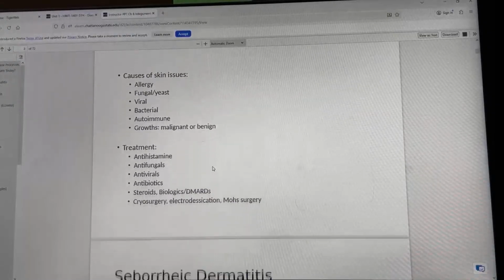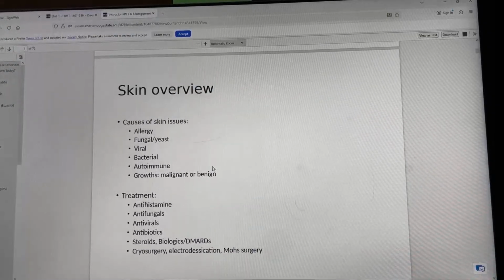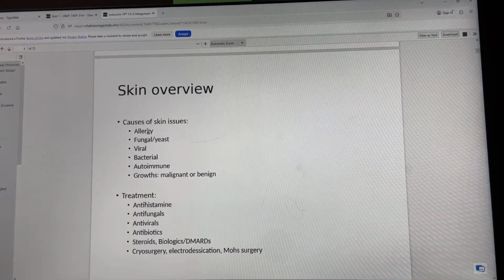All right, so just a quick bird's eye view when it comes to skin. Most of the skin issues fall into one of these categories, okay? There's either going to be a skin issue related to an allergy, right? Someone has an allergy, they break out in hives or something. So that's an allergy causing a skin issue.